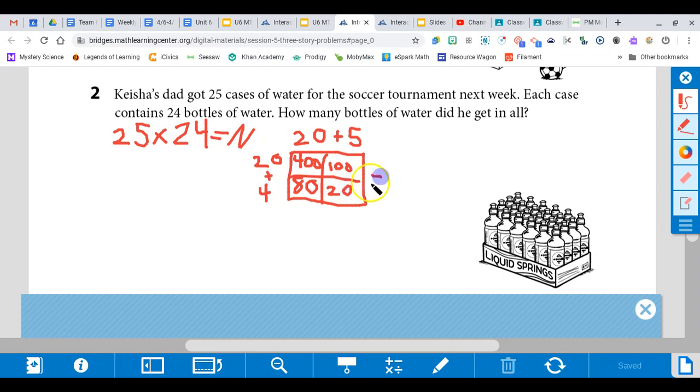So now that I have all of my multiplying done, now I need to add up all these numbers. And I'm going to add up the numbers that make the most sense. So I know 80 and 20 make 100. Well, 400 plus 100 is 500, plus another 100 that those make. So that would be a total of 600 water bottles. So then I go back and think, how many water bottles did he get in all? He got a total of 600 water bottles.